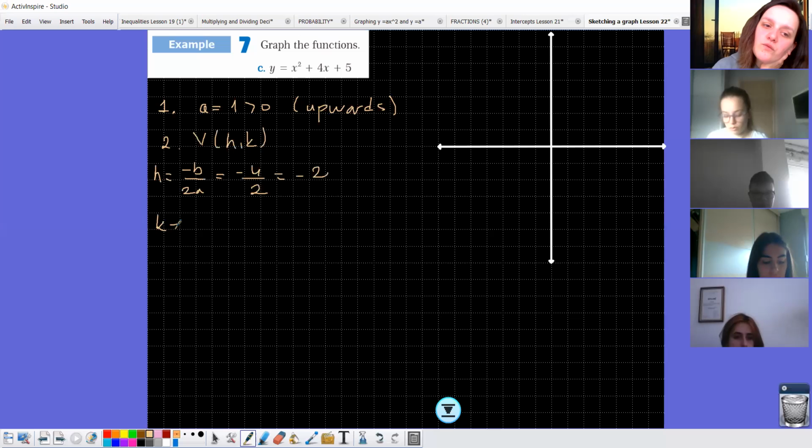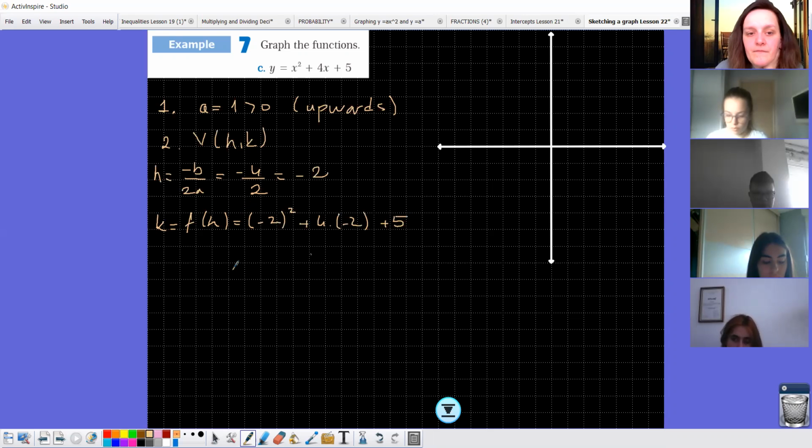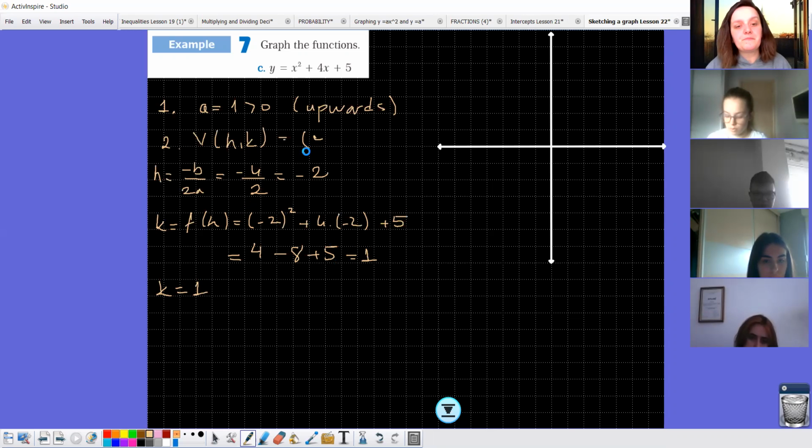Then k will be minus 2 squared plus 4 times minus 2 plus 5. So it's 4 minus 8 plus 5, which will be 1. So the vertex is minus 2 and 1.